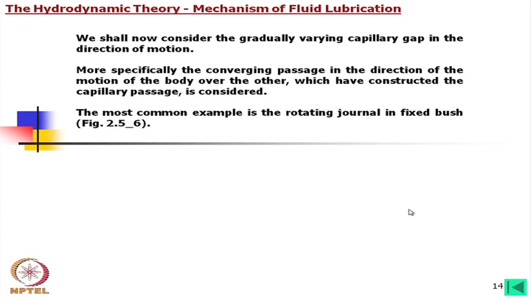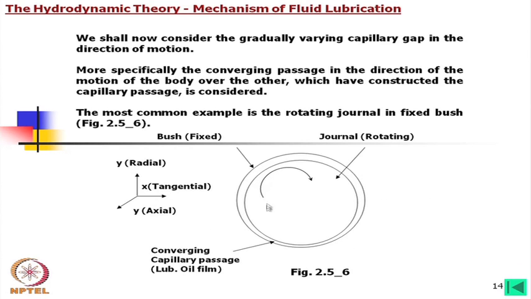The most common example is the rotating journal in fixed bows, which I have shown here. Say this outer one is the bows, inner one is the journal, and the journal is rotating and outer one is fixed. It may be otherwise also, inner one is fixed, outer one is moving. In some cases, say for example planetary gears, you will find both are moving, but we need only one to have relative rotation with respect to the other.